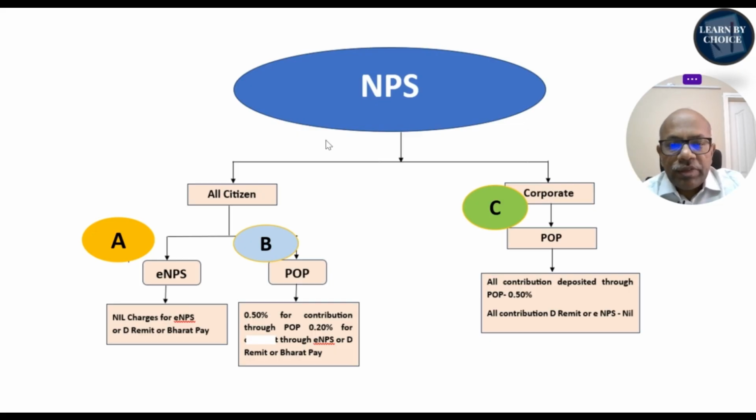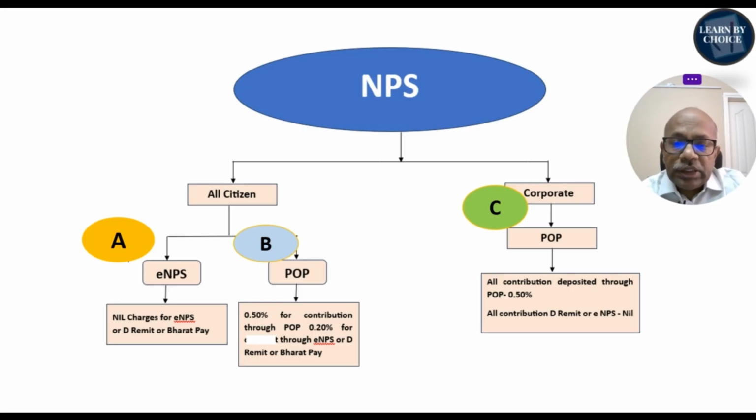So there are three kinds of customers and three kinds of transaction fee each subscriber is subject to. For example, if you open the account through eNPS, you don't pay any charges, any transaction fee, whether through the net banking of your bank or through the D-Remit. And there is a new methodology introduced, which is Bharat Pay. Through Bharat Pay, there is a small transaction fee which you pay to the service providers, but otherwise you don't pay any charges to the intermediaries of PFRDA under Bharat Pay also.